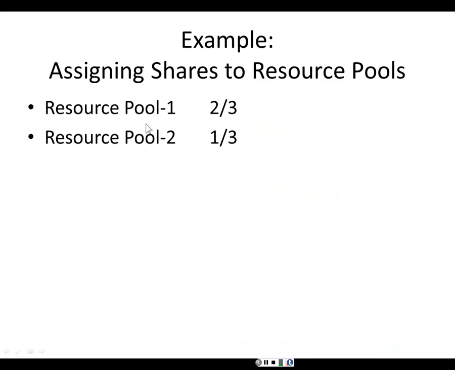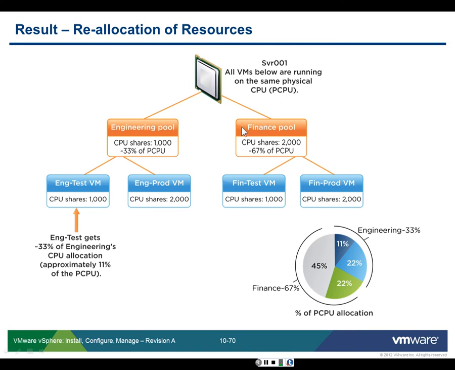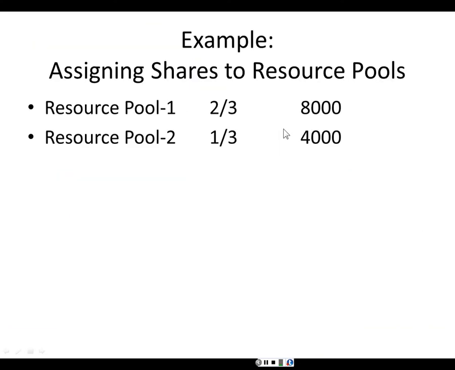So let's do it. We'll give resource pool 1 2/3 and resource pool 2 1/3. So we're assuming that pool number 1 is a higher priority pool. In other words, pool number 1 is going to be the same as the finance pool. Let's do it. What we will do is give 8,000 shares to pool 1 and 4,000 shares to pool 2. Remember, these are relative numbers, and in this case it's a 2-to-1 ratio.